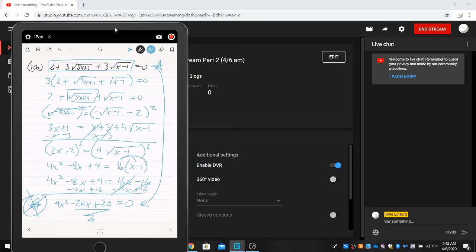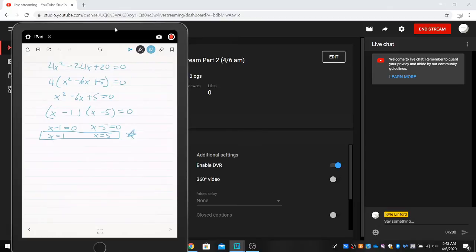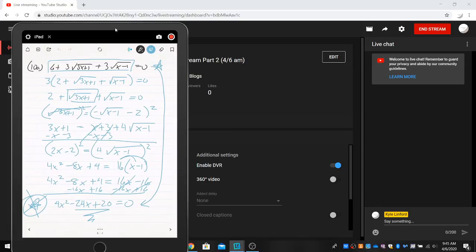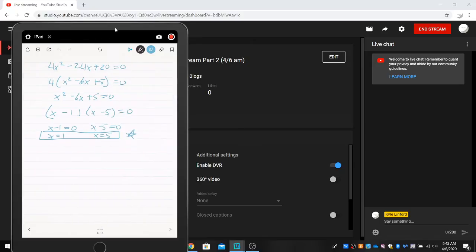So let me go back and plug everything in. Let me just try to copy this down really quick. We had a 6 plus 3. Oh gosh, now I need to remember what this thing was. Let me change colors here. It was a 6 plus 3 root 3x plus 1 plus 3 root x minus 1 equaling 0. What I want to do is take time to check each of these values, and let's see what we get. I'll try to fit it to the side here.